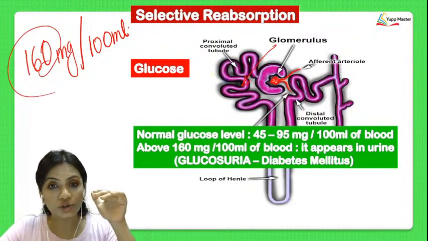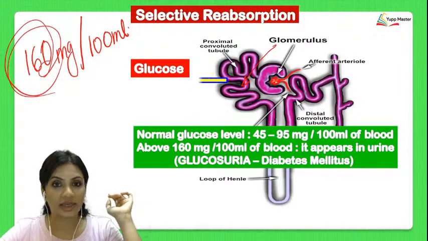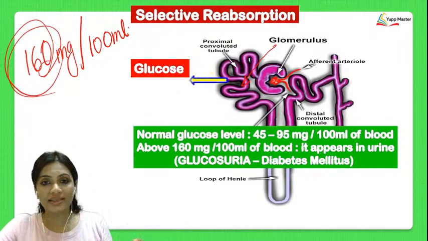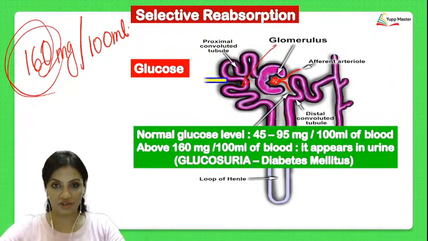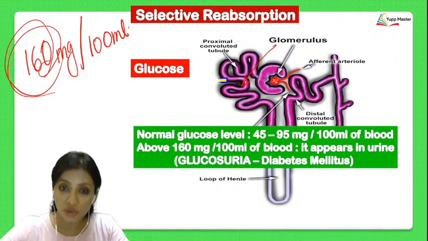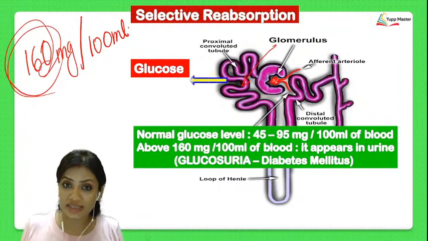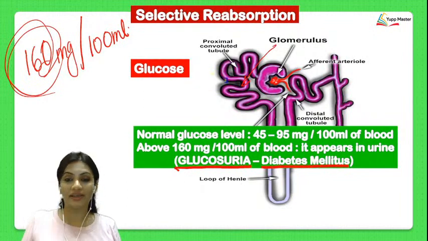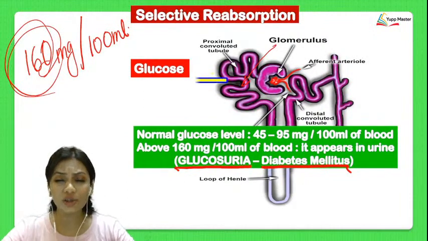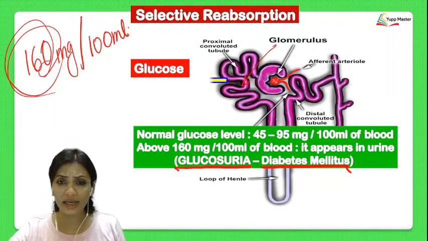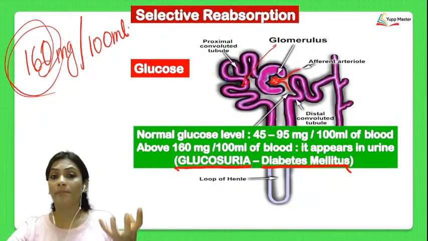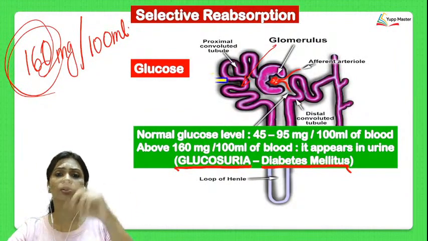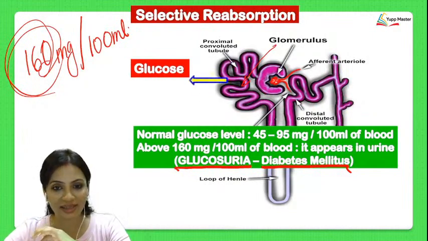So when the blood sugar level is more than 160, that is when you can start observing glucose present in the urine of a patient. And when glucose is present in the urine of a patient, we call this condition glucosuria, also known as diabetes. Have you heard of diabetes? What do you always hear about diabetes? Sugar level is high. So when sugar level is high, blood cannot hold on to much more sugar. So what does blood do? Throws out that sugar through the urine. Did you understand this? I hope you did.